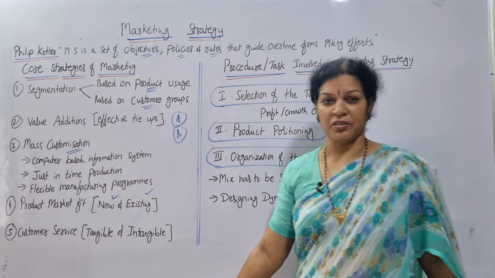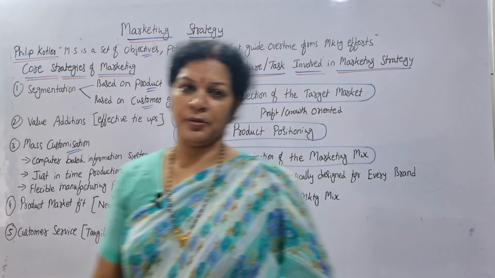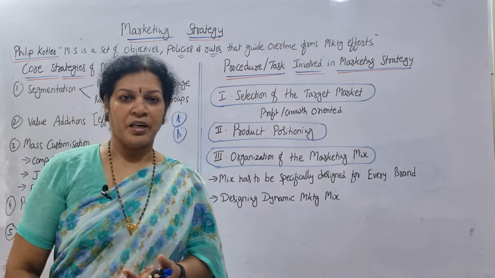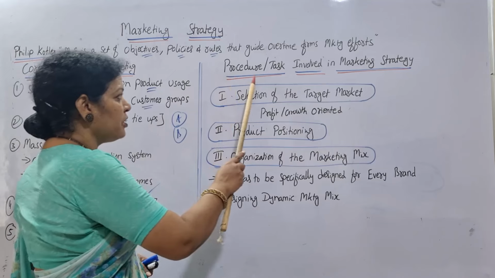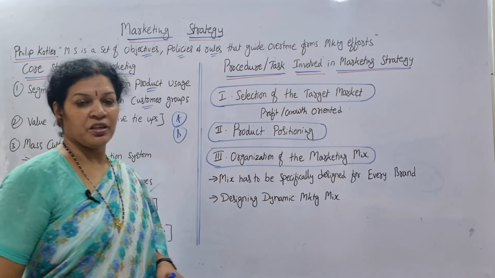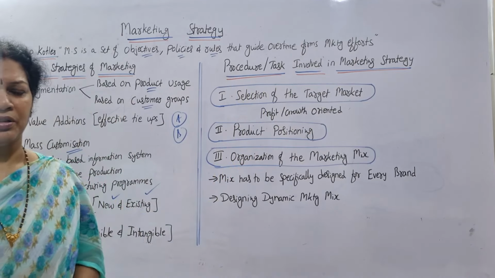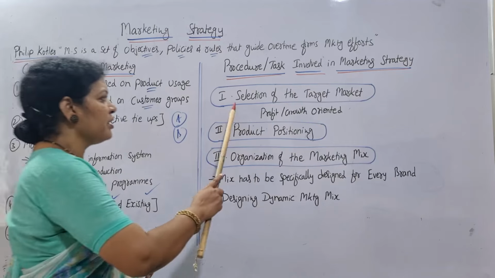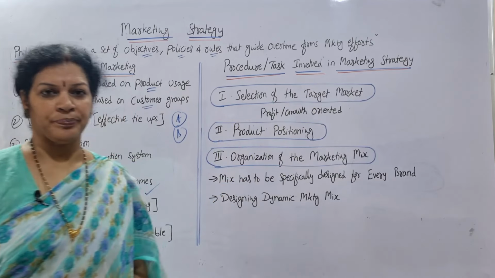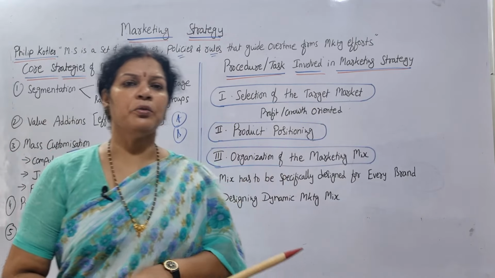Simple core strategies. Now how can we proceed with it? This marketing strategy, how can we go about it? For that, the procedure or tasks involved in marketing strategies. How do we proceed? How do we accomplish this task? 3 points you have to remember. One is selection of the target market. Which area do you want to go to?